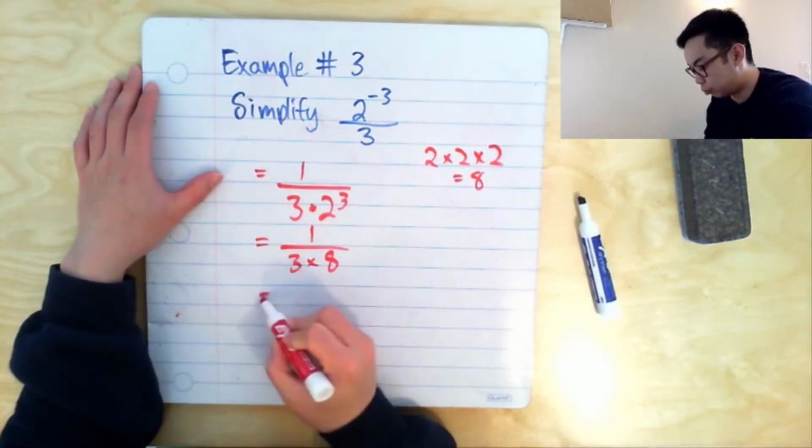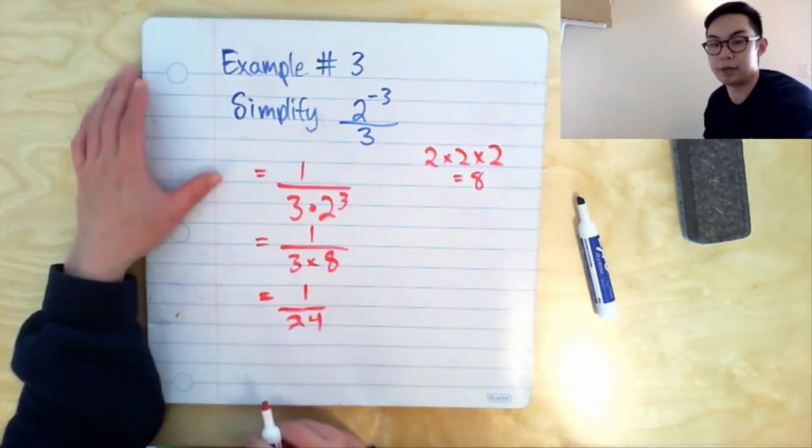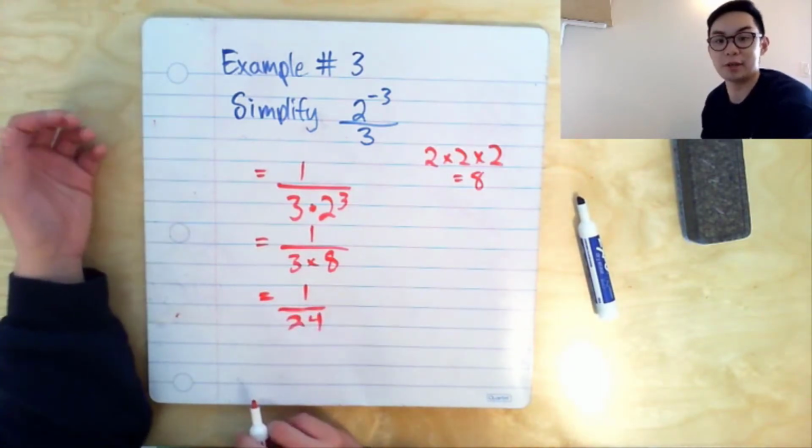And so I'm going to have 1 on the top and 24 as the denominator. And this is my final answer.